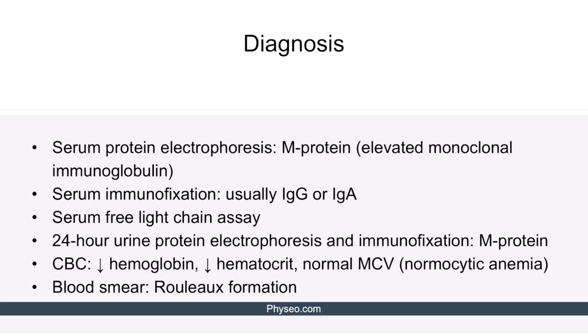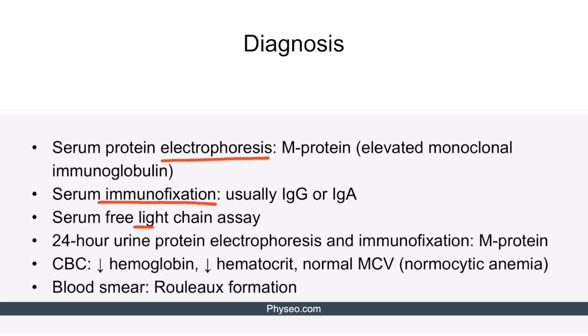All right, now let's discuss the diagnosis. Serum protein electrophoresis is the most important screening test and best initial test. It detects elevated monoclonal immunoglobulin, also called M protein. Serum immunofixation is performed to confirm the presence of M protein and identify its type. In multiple myeloma, immunoglobulins produced are usually IgG or IgA.